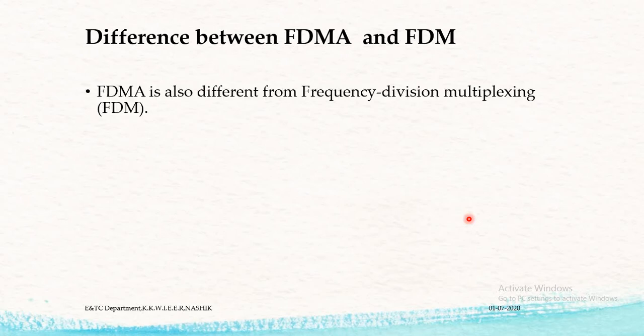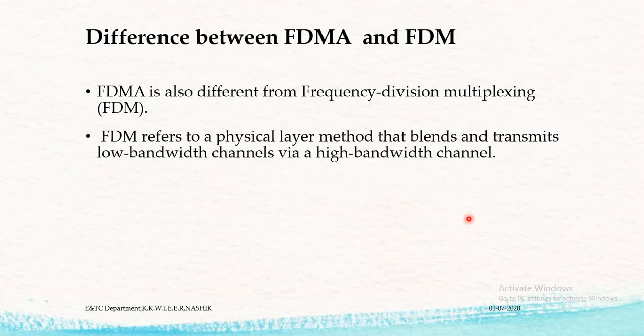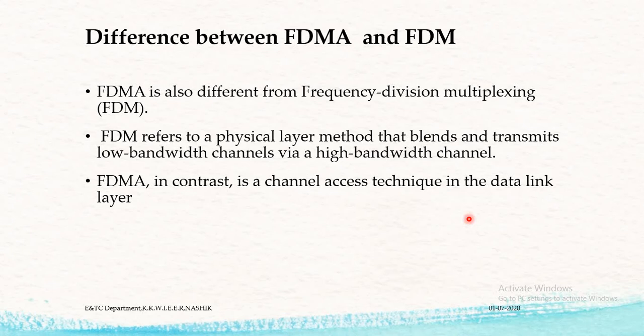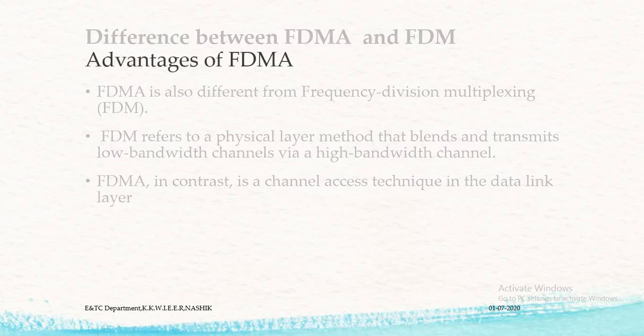The difference between FDMA and FDM: FDMA is a different form of frequency division multiplexing. FDM refers to a physical layer method that combines and transmits low bandwidth channels via a high bandwidth channel. FDMA is, in contrast, a channel access technique in the data link layer.